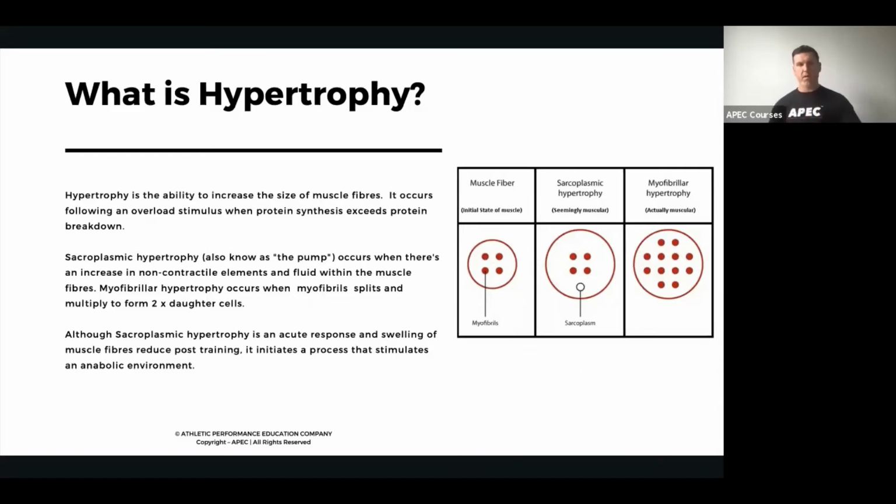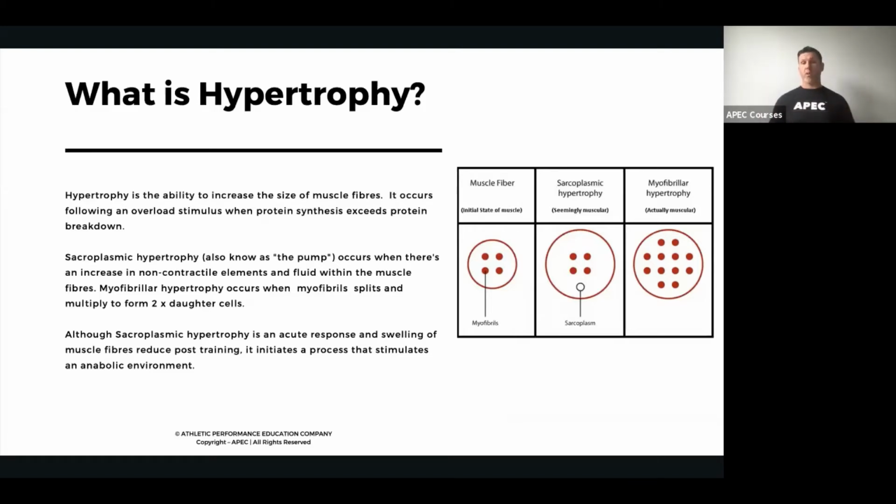Then we have myofibrillar hypertrophy, and this occurs when myofibrils split and multiply to form what are called two daughter cells. So we expose the muscle to mechanical stress, and as a result, the muscle fiber becomes thicker, so it becomes stronger. As it becomes thicker, it splits into two daughter cells, and the same process happens over and over again. Due to the muscle becoming thicker, it's able to deal with more load, and that's why we refer to it as functional hypertrophy.